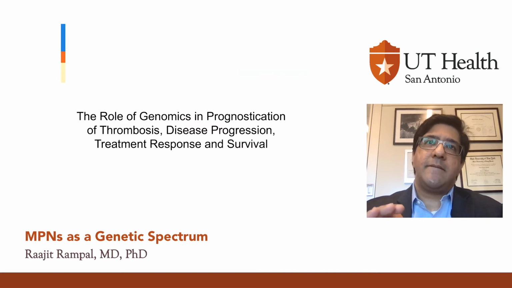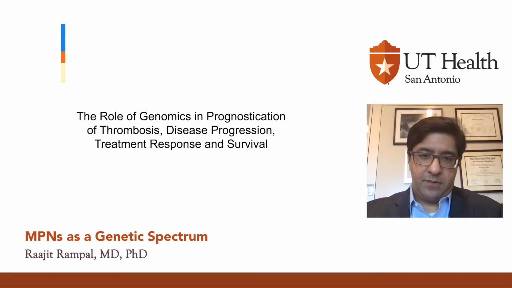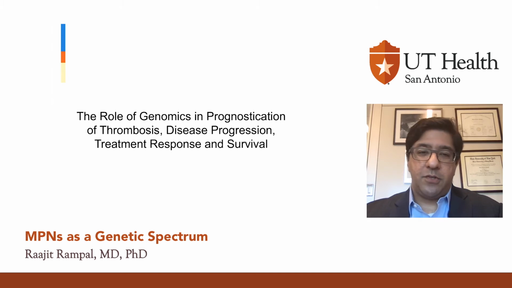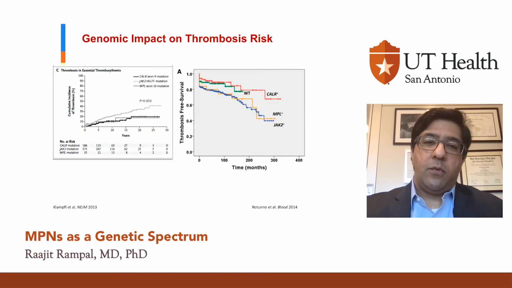Now, beyond genotypes and phenotypes, what do we know about prognostication? Do the outcomes of patients differ based on their genotype with regards to their risk of thrombosis, to the risk of disease progression, and to their potential response to treatment and ultimately survival? What do we know about this?